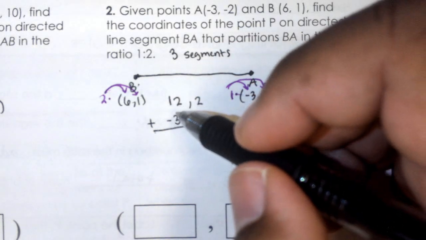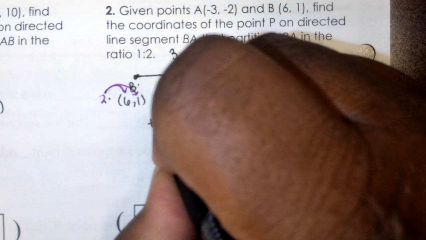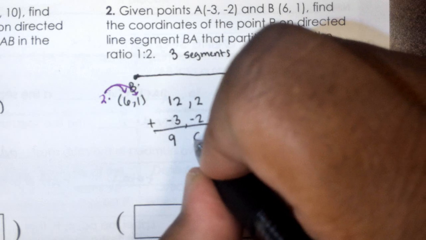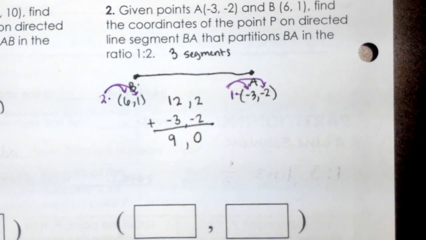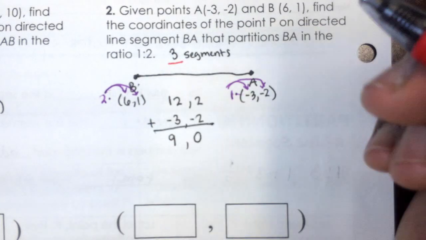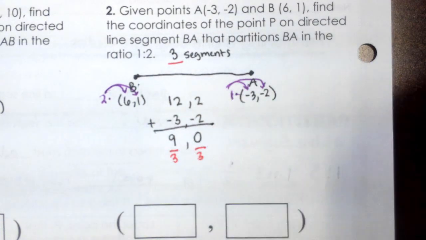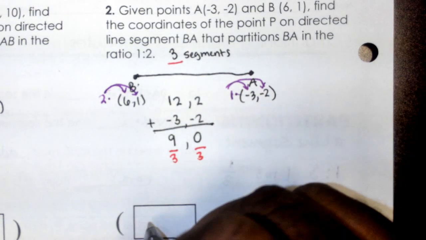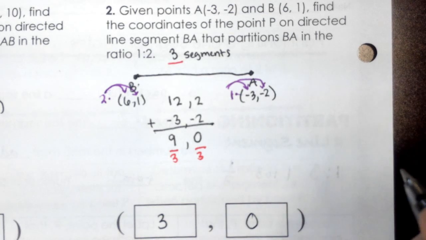So it's going to be 12 plus -3, which will be +9. And then 2 plus -2, which will be 0. So 9, 0. Last thing you need to do is divide by the total number of segments, which would be 3. Here and here. 9 divided by 3 is 3. 0 divided by 3, 0.